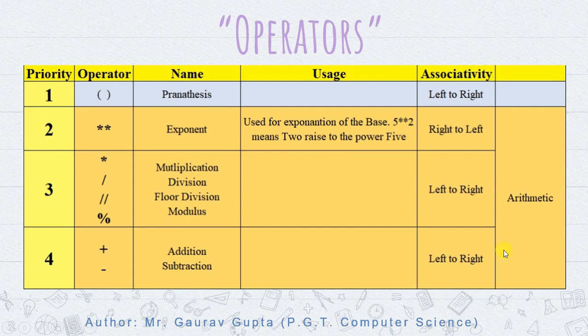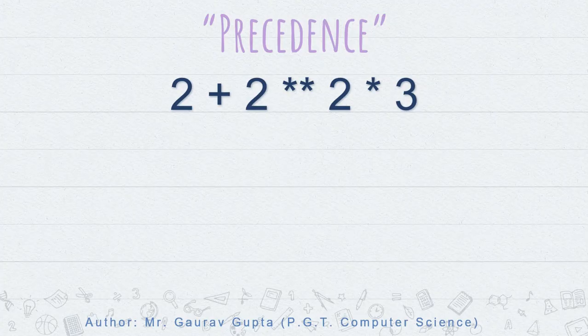This means that arithmetic operators multiplication, division, floor division, modulus, addition and subtraction will be solved from left to right. Now we will discuss about precedence, and precedence means priority which Python gives to various operators if they appear in a single line of code.